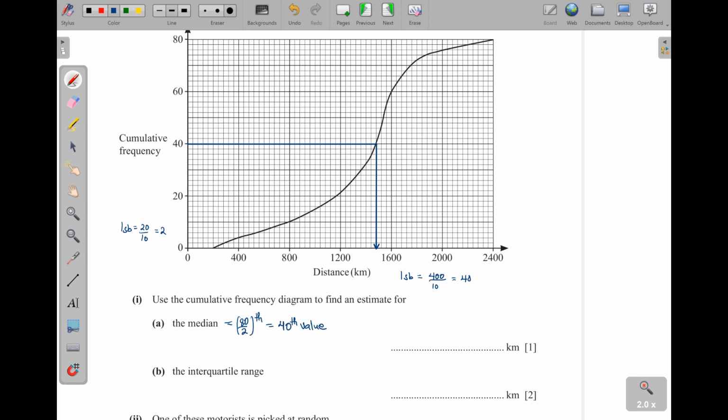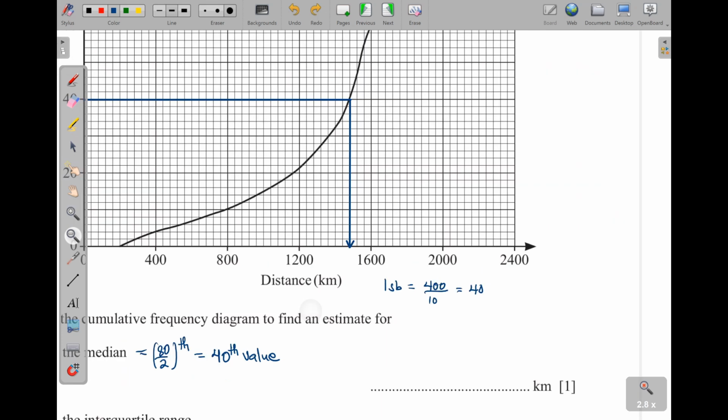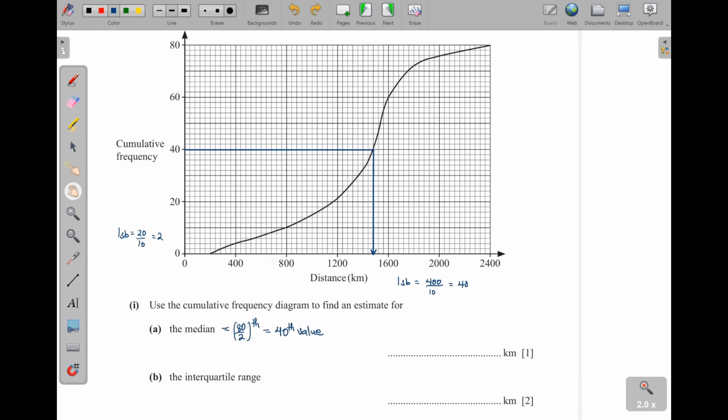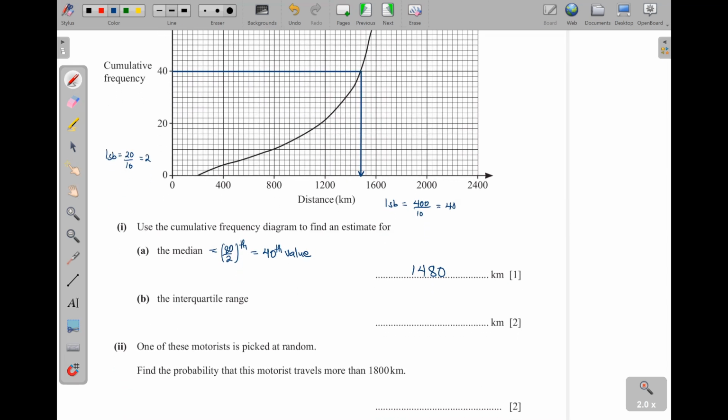Now, the 40th value, this is now 40. How many small boxes are here? This is 1, 2, 3, 4, 5, 6, 7. And then 7 times 40. What do we get? Isn't that 280? So if you get 1,200, then plus 280, that one will give us 1,480. Okay, 1,480.